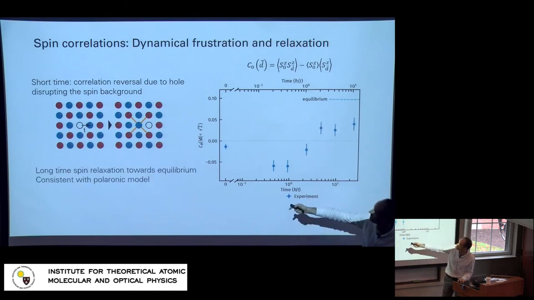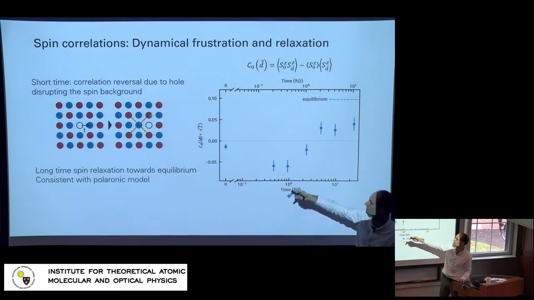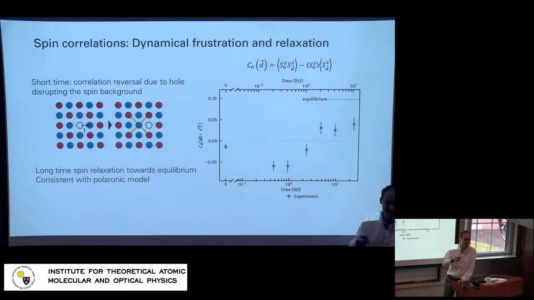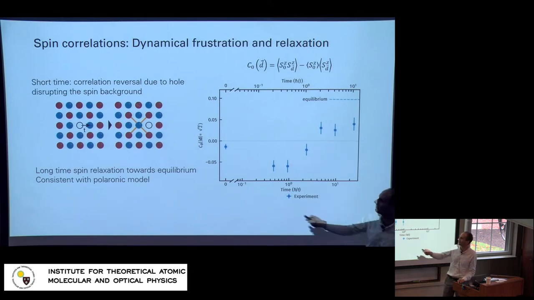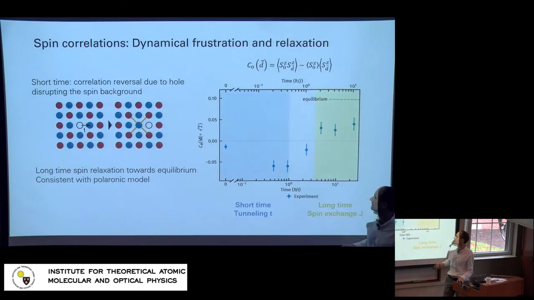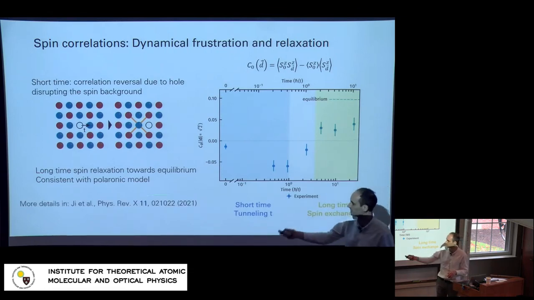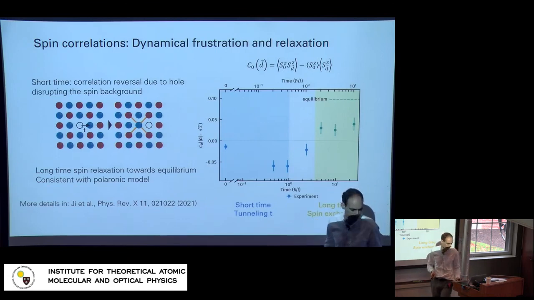Essentially, at short times, we see some kind of dynamical frustration created by the motion of a hole over a neighboring lattice site, which creates some extra frustration in some bonds. This is very similar to what people in Immanuel Bloch's group, Tim and Christian, have seen in terms of frustration in ferromagnetic and antiferromagnetic correlations around the hole. We also get a pretty good agreement with the phenomenological model we apply to this system. You can find more details about this model and more observables in our publication.